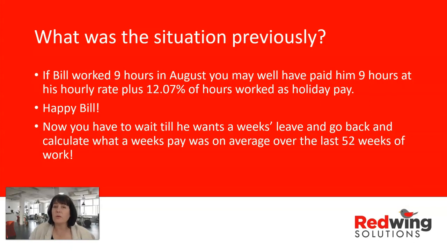Wait until a week's holiday wants to be taken, and then in order to calculate what you owe Bill, you will go back and find 52 weeks when Bill has had wages from you. Which may mean going back 104 weeks to find those 52 weeks. You will find those weeks when he's had wages from you, calculate the average week's pay, and that is what you will pay him for a week's holiday when he takes it. And that, in all good chances, is going to mean you're going to pay more than you would have done with the old system.